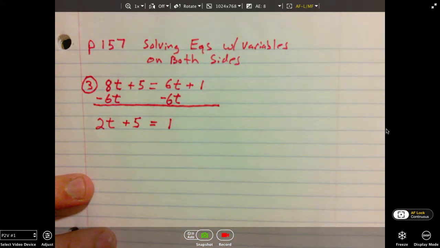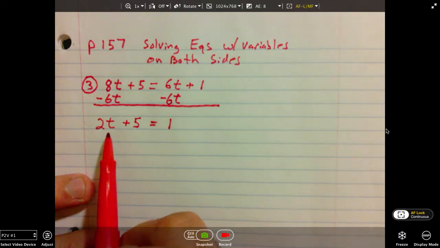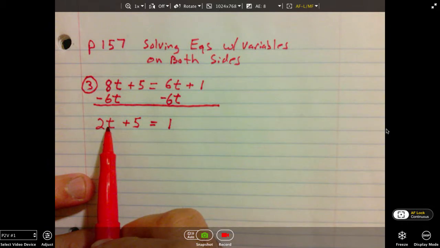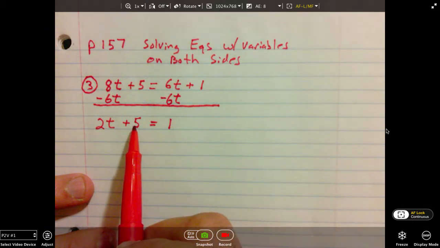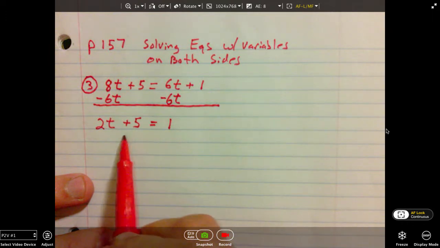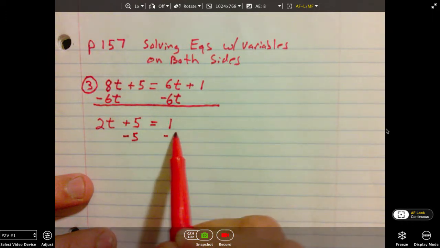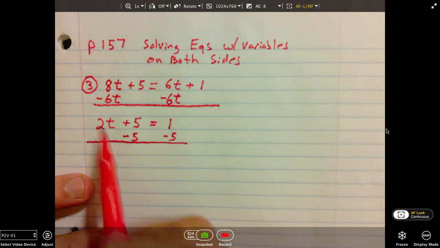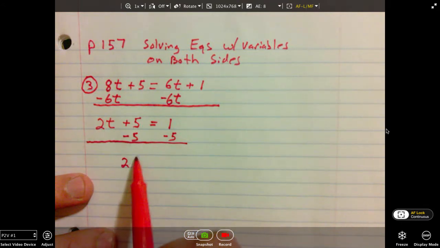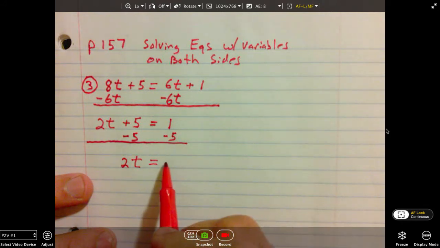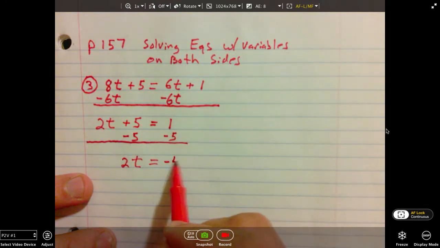Now this is a form we've seen many times. Our goal is to get the variable t by itself. Currently 2 is being multiplied by t and 5 is being added to it. So we will first undo the plus 5 by subtracting 5 on both sides. 5 subtracts with the 5 to leave 2t on the left. 1 minus 5 is a negative 4 on the right.